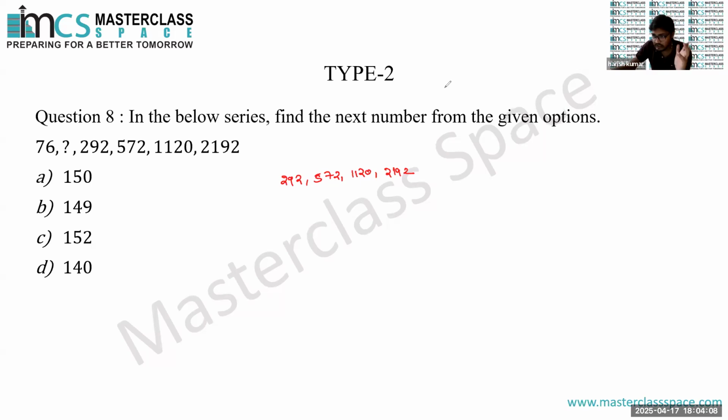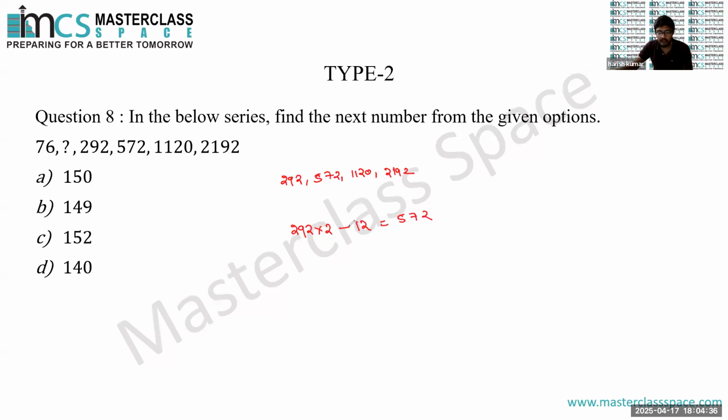Mrinali says 149. Okay, let's check. All of you got different answers, so this is a good question. How can I get 572 from 292? That is my question. 292 into 2 is what? 290 into 2 is 580, so 292 into 2 is 584. From 584, I have to subtract 12 to get 572. Is it clear for all of you? Give me a thumbs up if it's clear.